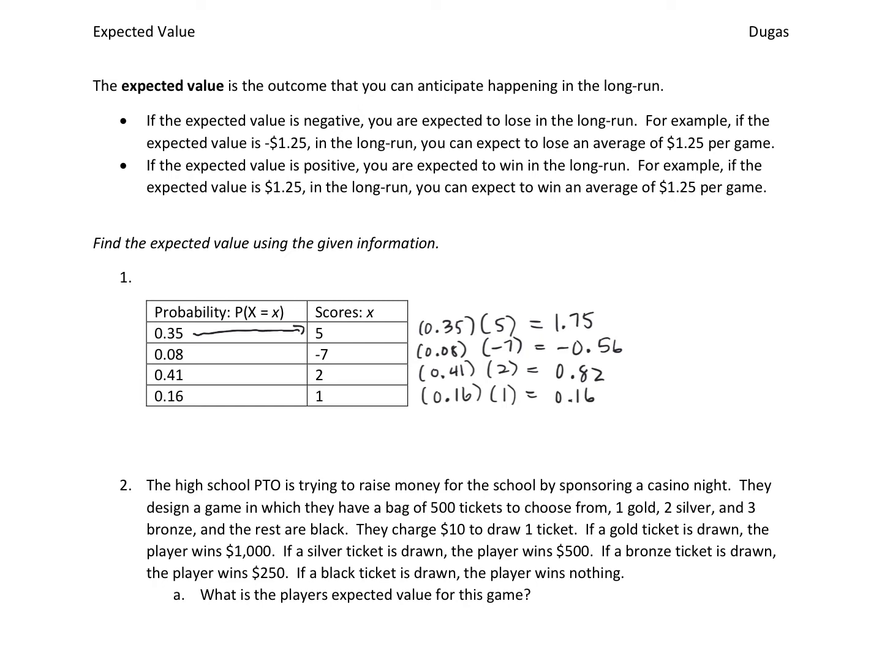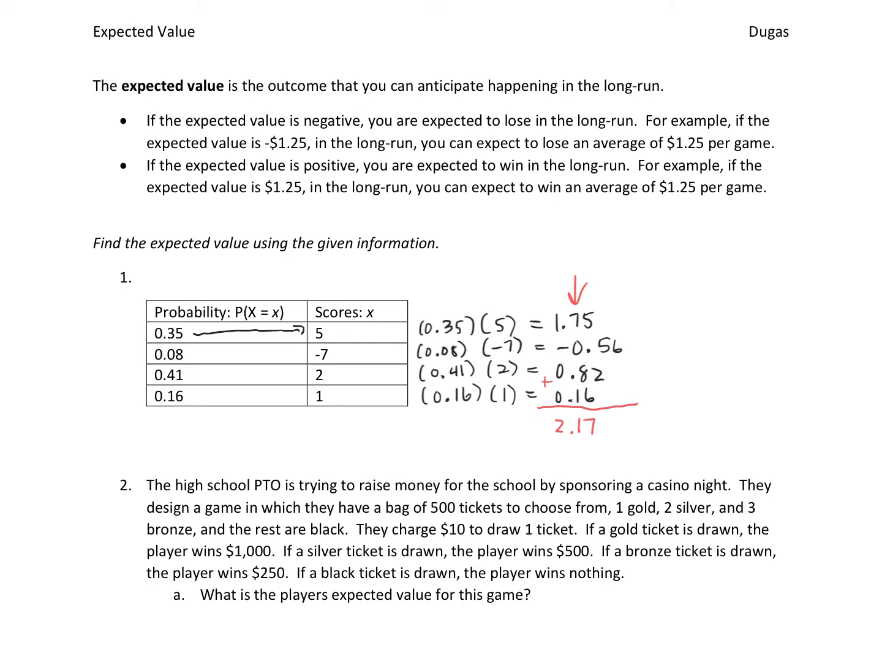Once you multiply all the associated probabilities with their scores, you then add all of that up. So I'm going to add up all of those numbers that I just found. 1.75 plus -0.56 plus 0.82 plus 0.16, and I get 2.17. This is the expected value in the long run. So since it's positive, it's a good thing, right?